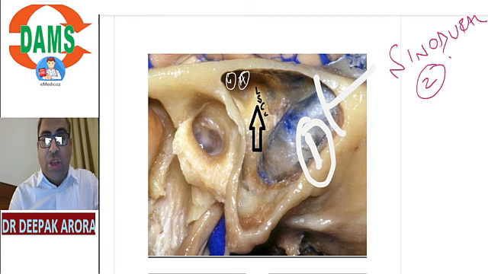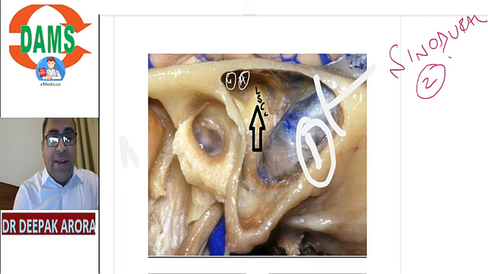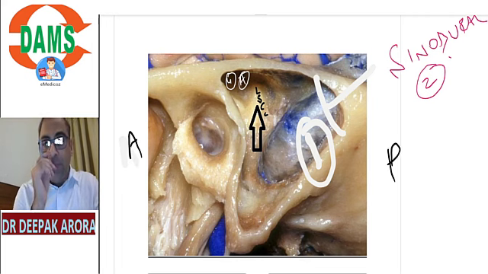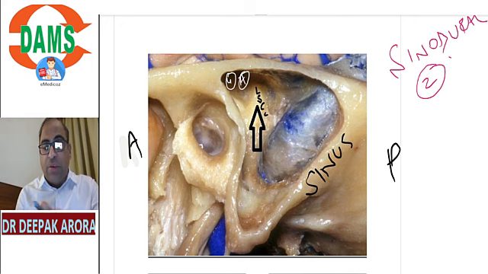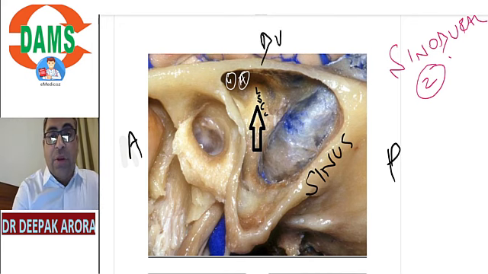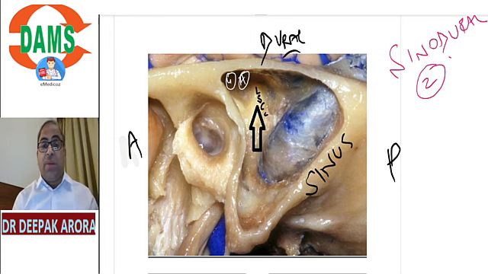I see the mastoid cavity. This area is anterior. This area is posterior. This plate is the sinus plate. Why? Because the sigmoid sinus is behind. So it is the sinus plate. Above is your dural plate. Just remember the dural plate. The angle between the sinus plate and the dural plate is known as the sinodural angle.